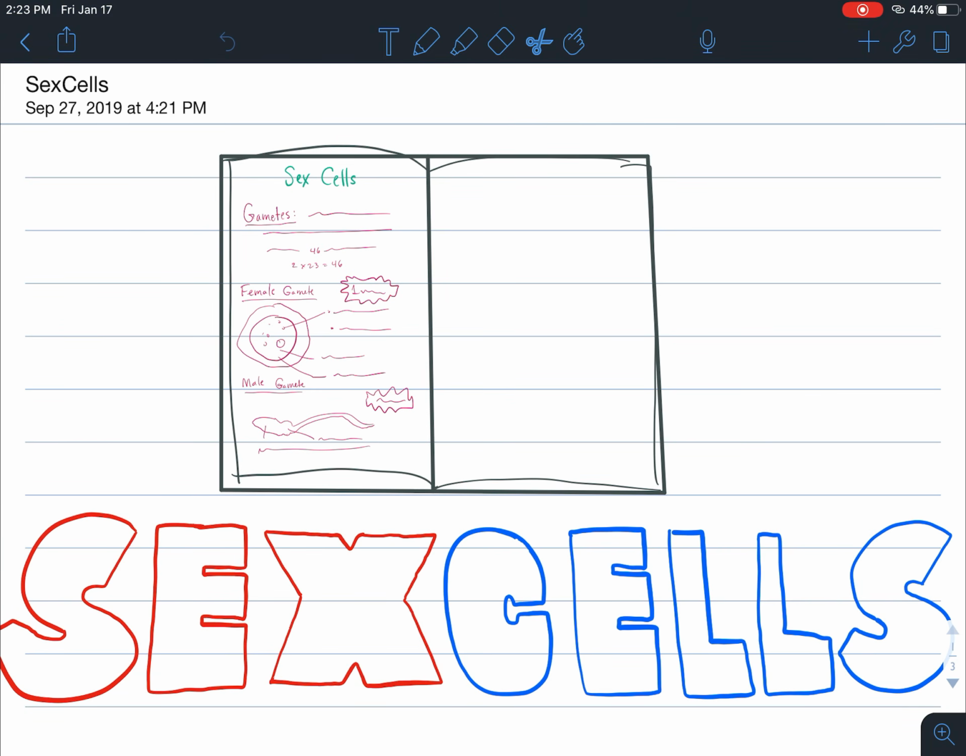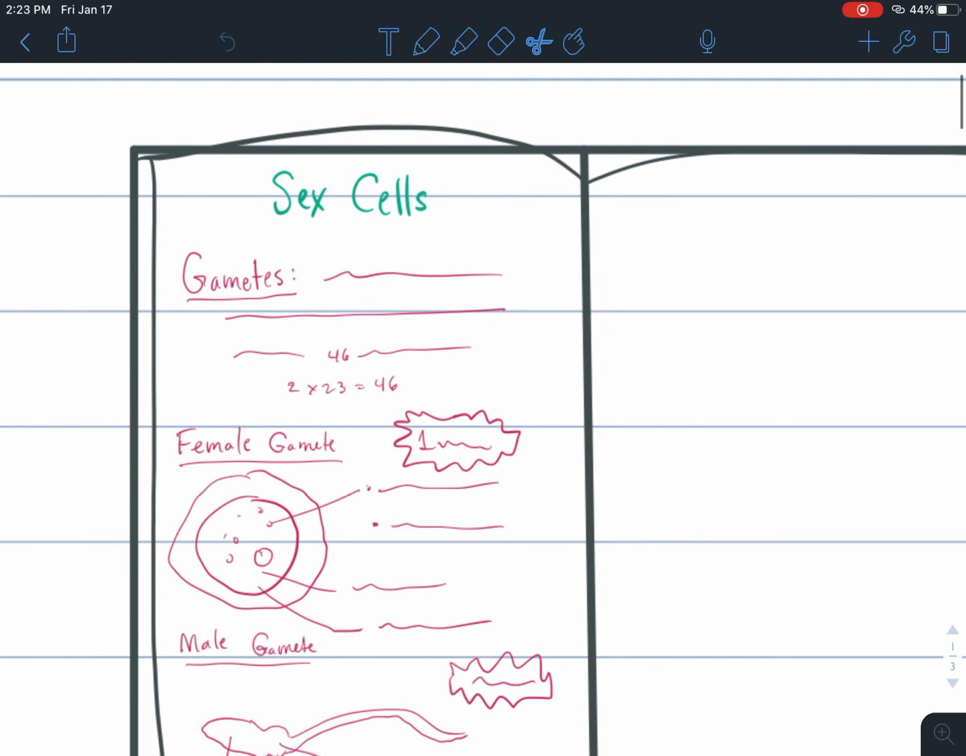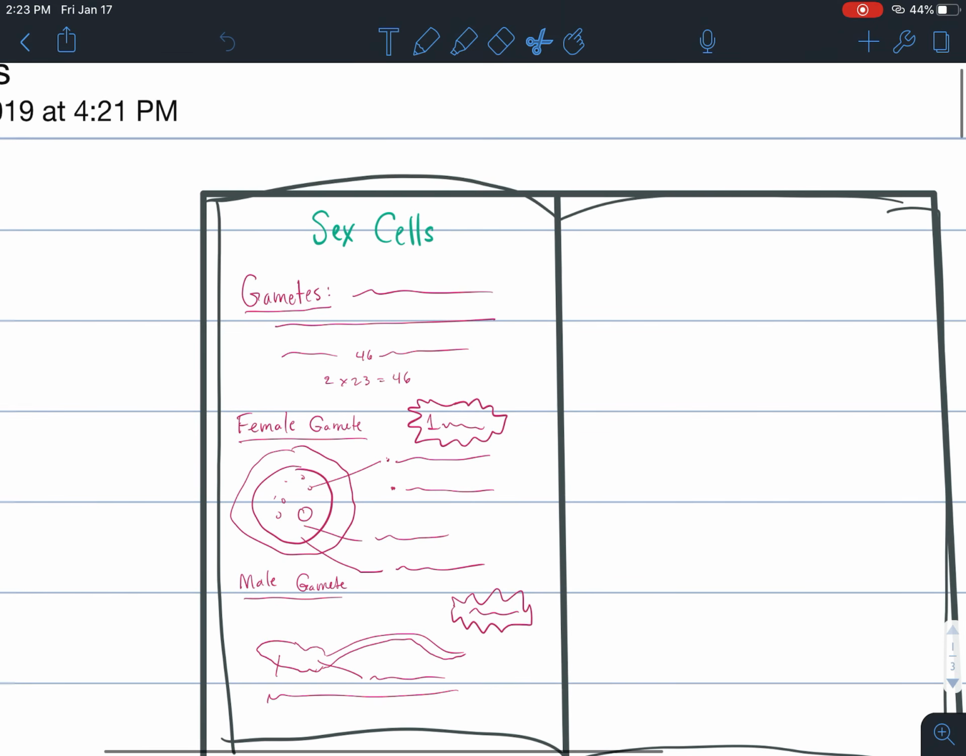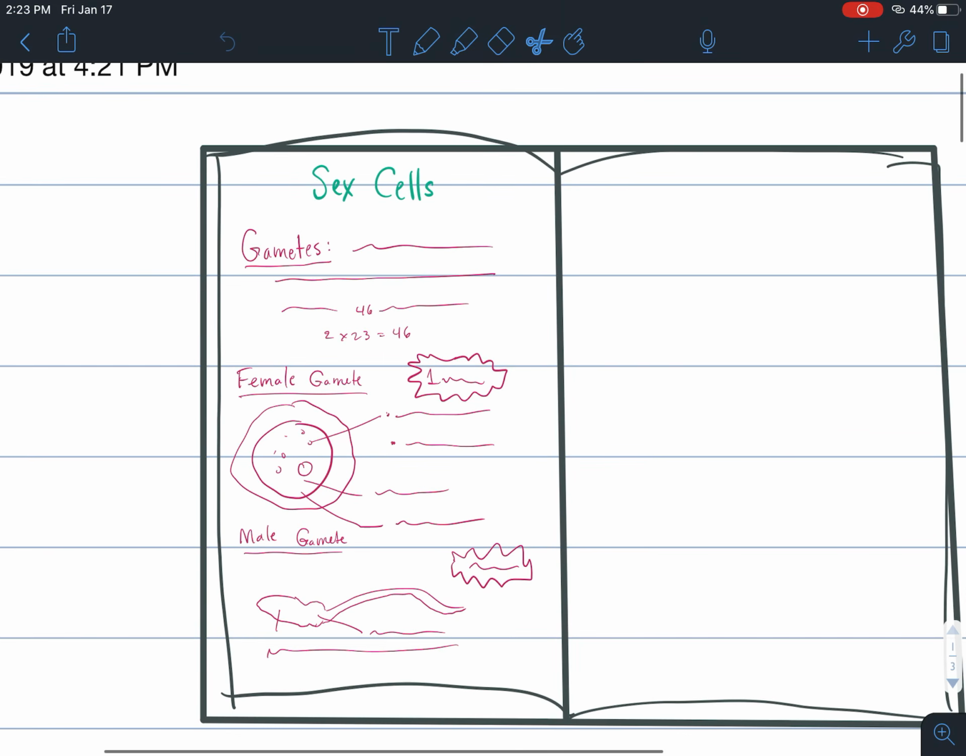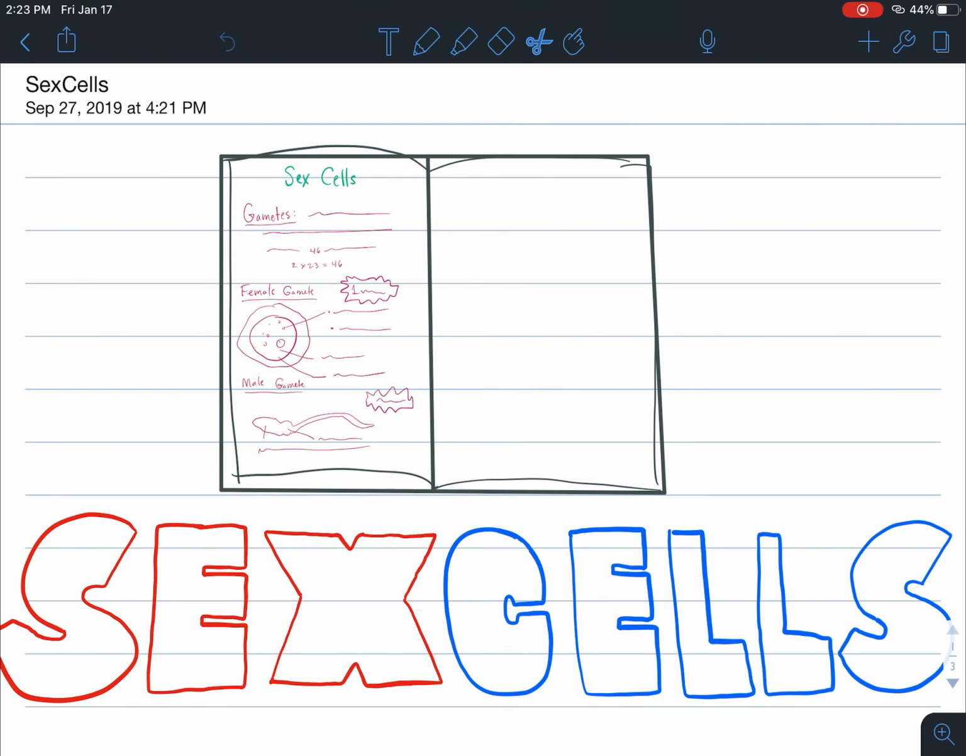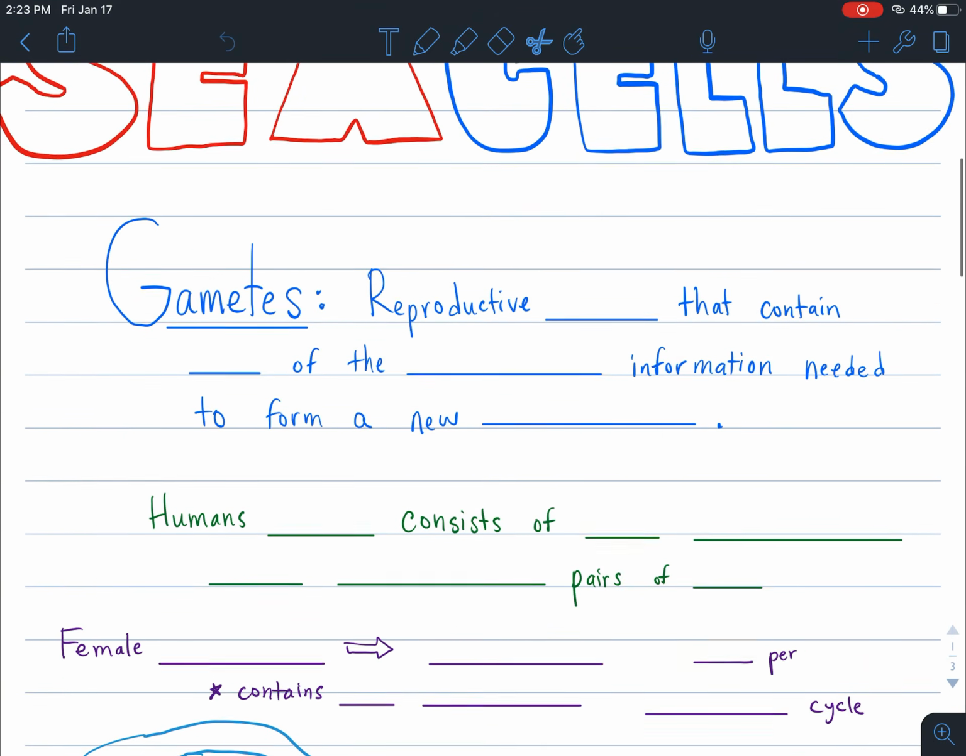Today we are going to be looking at sex cells, the cells that are involved in human reproduction. So make sure that you put a title on your page, and we're going to look at the two different types of gametes or sex cells that are involved in human reproduction. All right, let's get started here.